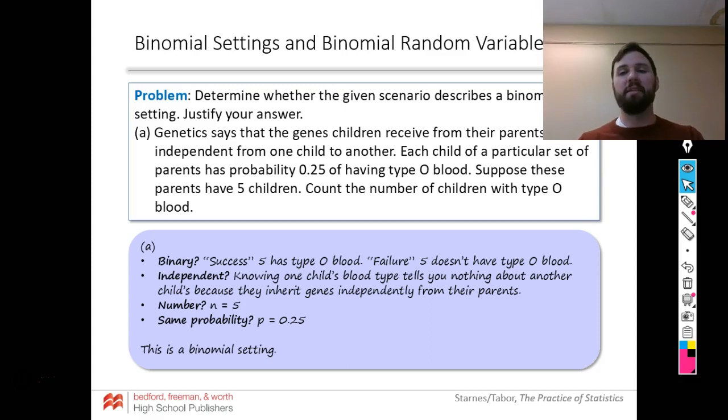Just because one kid has it doesn't mean the other kid won't. Is there a set number? Yeah, we're doing 5 trials. Is the probability 0.25 every time? Yes. This is a binomial setting. BINS gets passed.